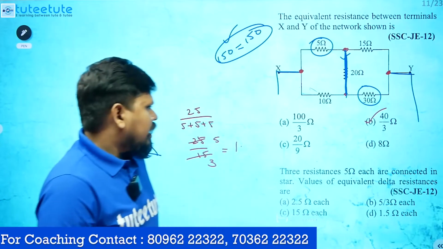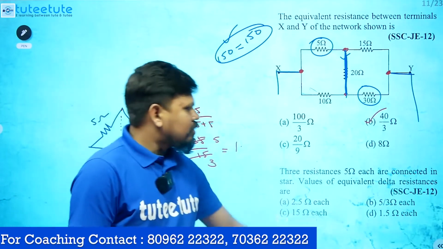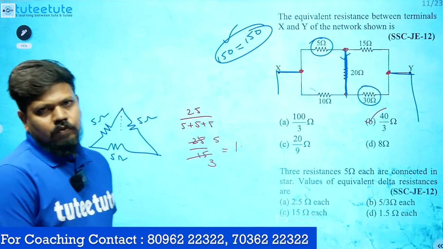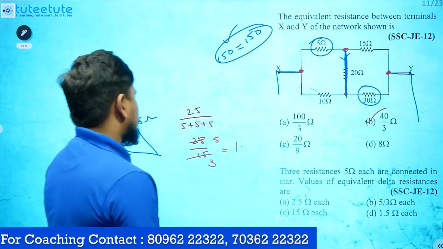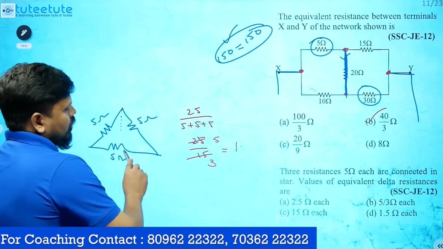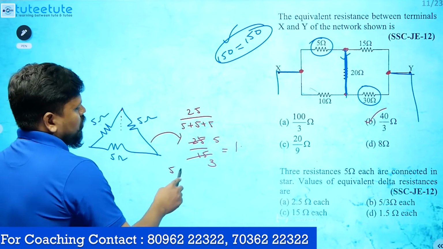They have connected in star now and they are converting into delta, so you will get values of 25, 25, 25. That is the answer for that. Now if you convert delta to star, it is 5 by 3.